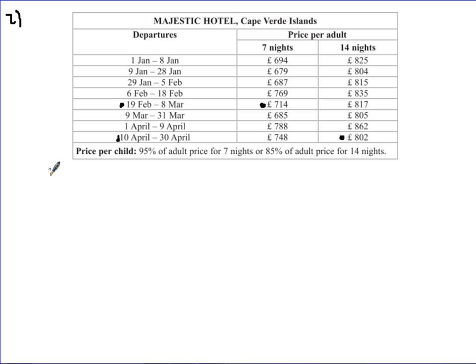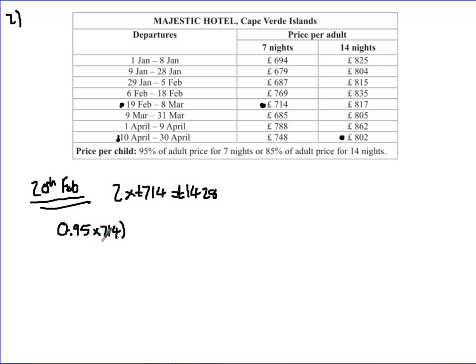So what we have then is for the first one, the 20th of February one. Then that one will be 2 lots of our £714, which is £1,428. And then we've also got 95% of that value, so you can times 0.95, that'll give you 95% straight away of 714. And we times that by 2 because there's 2 kids. So we then get £1,356.60. Add those two values together, and that will give us £2,784.60.